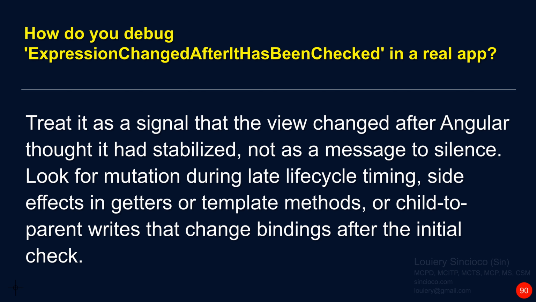How do you debug expression changed after it has been checked in a real app? Treat it as a signal that the view changed after Angular thought it had stabilized, not as a message to silence. Look for mutation during late lifecycle timing, side effects in getters or template methods, or child-to-parent writes that change bindings after the initial check.